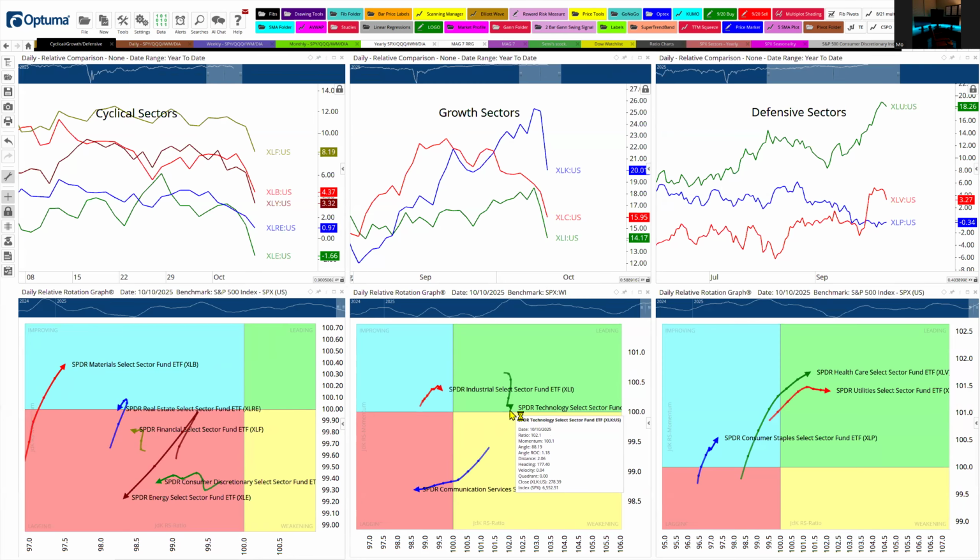Technology is still okay, but you see it's tipping right toward this weakening quadrant. This is the one, XLP, consumer staples. This is a defensive sector. I picked up 100 shares in the account on this ETF. Just gonna stay long. The reason is, first, it's a defensive sector. Yesterday it was up as well.